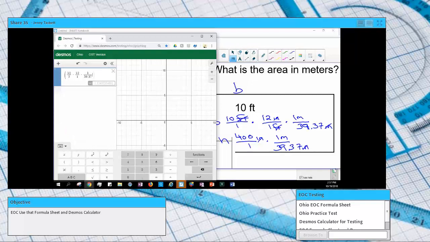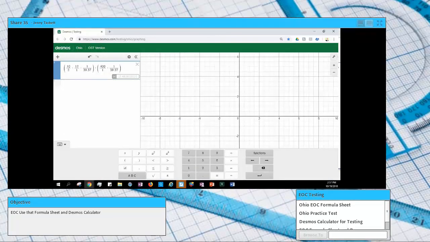in parentheses, times, parentheses, 400 divided by 1 times 1 divided by 39.37 in parentheses. So now I have the area based on my diagonal analysis.